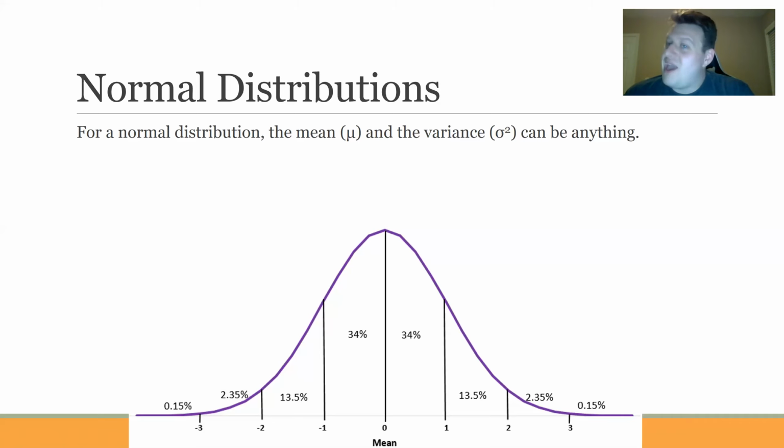And here's just a way to memorize it in case you're interested in this. And again, there are normal distributions, okay? Plural, because it can have any mean at all. It can have any variance at all.